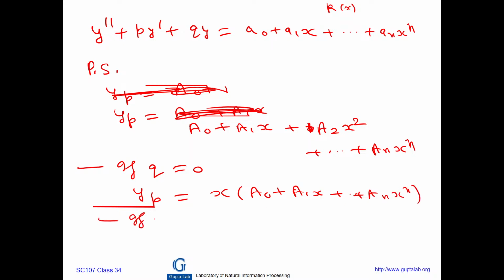If both p and q are 0, तब क्या करेंगे? Any idea? In that case solve directly. अगर both p and q 0 है तो equation क्या बचेगी? y double dash is equal to whatever it is, right? Just solve कर लो, right? Straightforward, right? So I think we can do this problem.